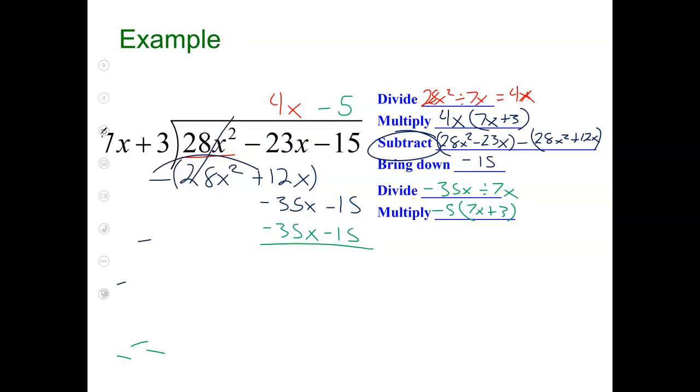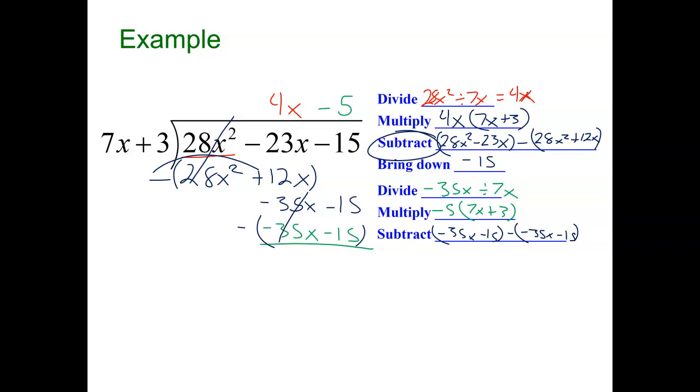And then we subtract. Okay? So negative 35x minus 15 minus negative 35x minus 15. So negative 35 minus negative 35 gives me what? Negative 35 minus negative 35. 0. When you subtract a negative, what does it become? So you're adding. Negative 35 plus 35 is 0.